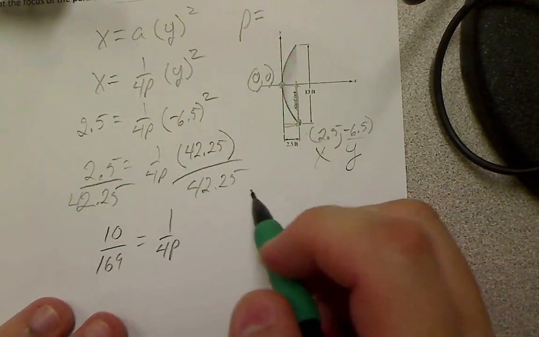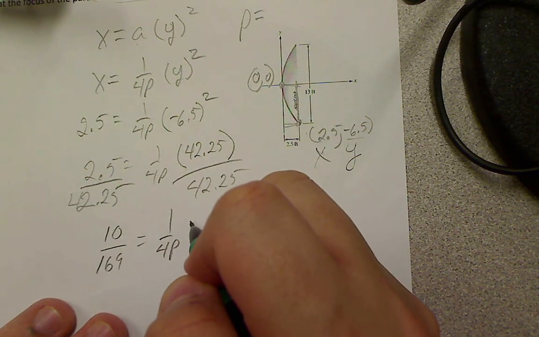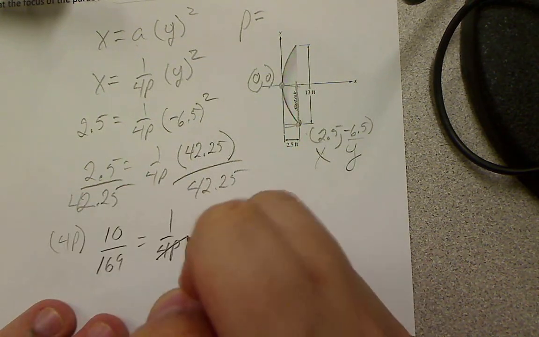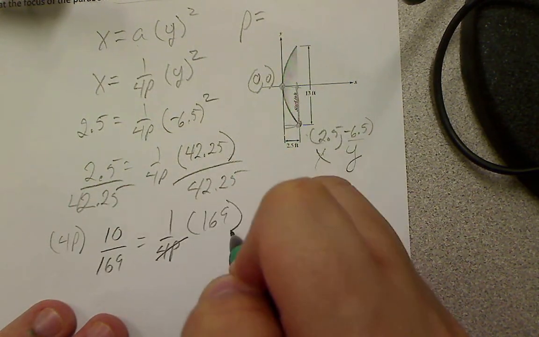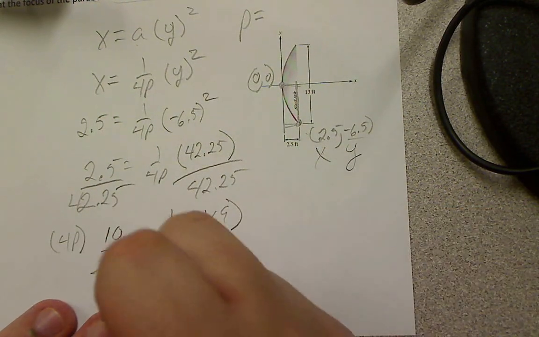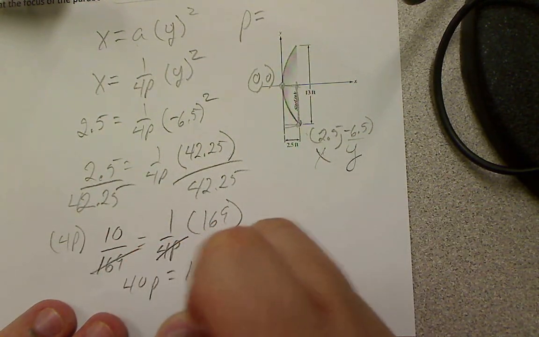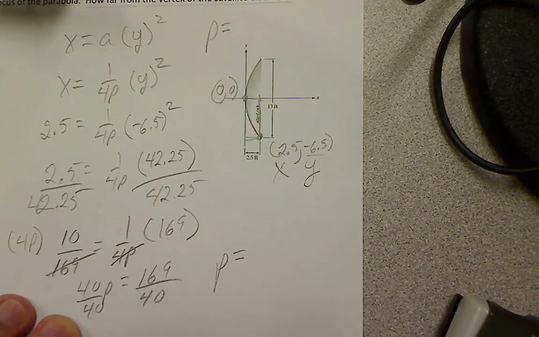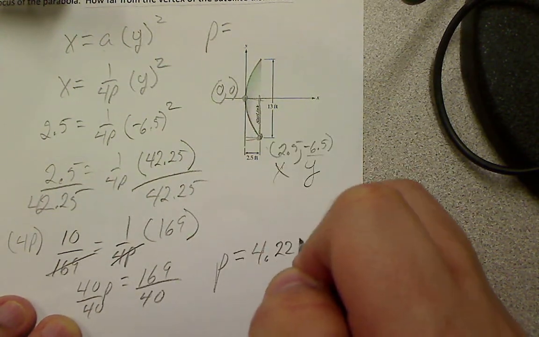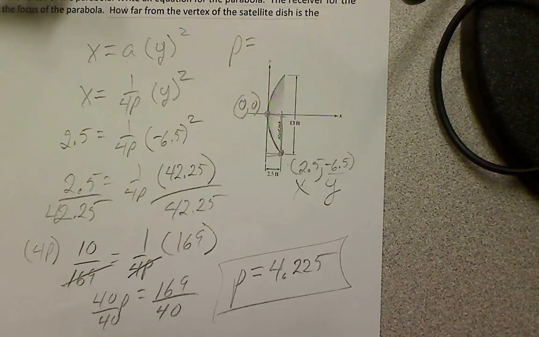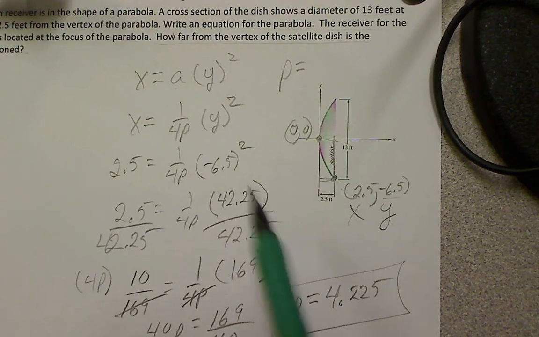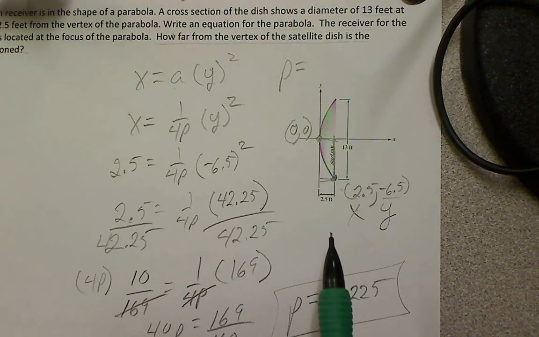And then I'm going to do this a little differently. I'm going to multiply this side by 4p to get rid of it. I'm going to multiply this side by 169 to get rid of it. So then that gives me 40p is equal to 169. So p is equal to 169 divided by 40, which looks like 4.225. Okay. A little bit more math than you're probably wanting, I know, but you get used to things like this and it makes a whole lot of other math problems a little bit simpler.